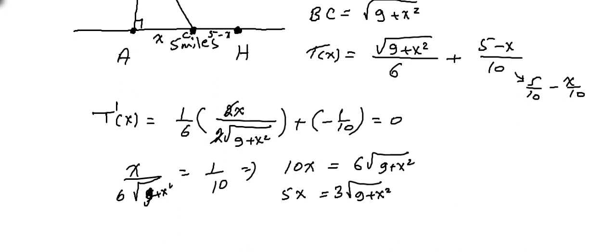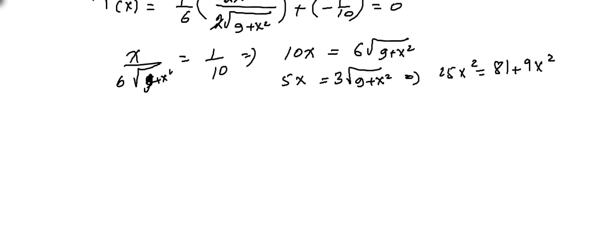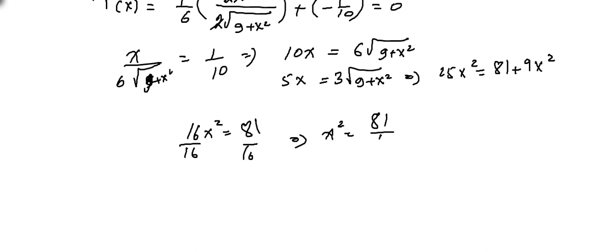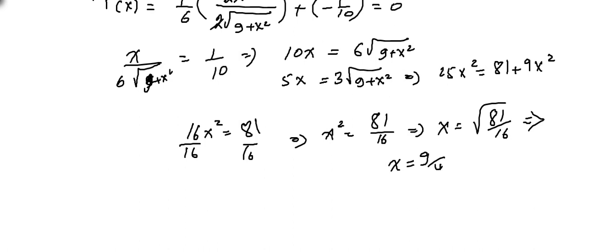Squaring both sides, it's 25x squared equals 9 times 9, 81 plus 9x squared, and then we take x squared to the same side. 25 minus 9 is 16x squared equals 81, then divide both sides by 16, we end up with x squared equals 81 over 16. This means that x equals radical 81 over 16, and that is x equals 9 divided by 4.